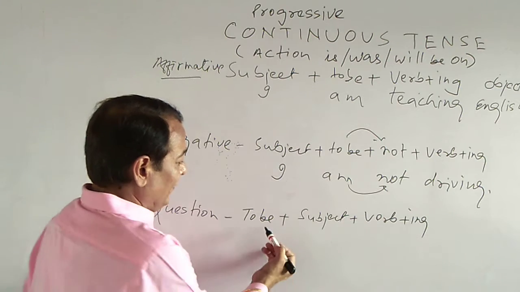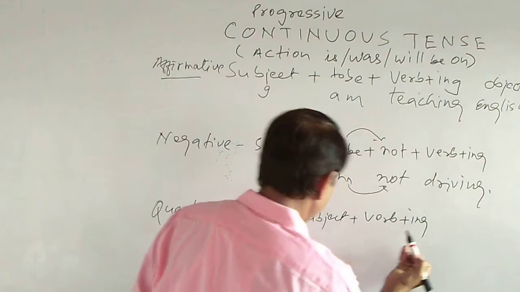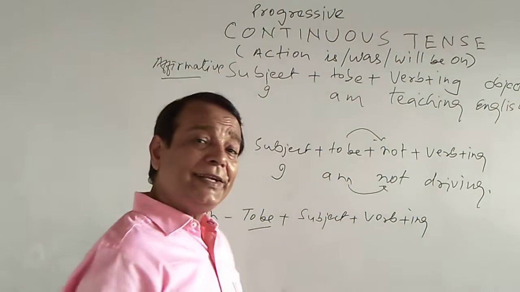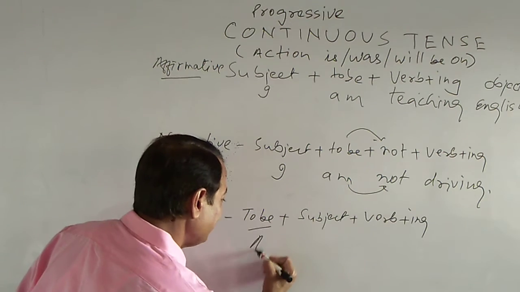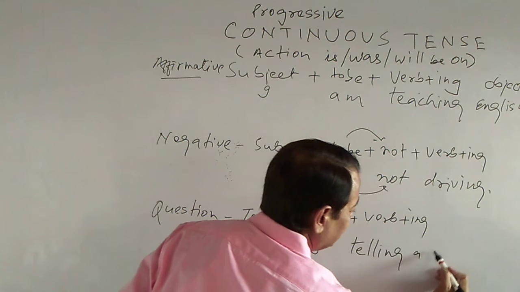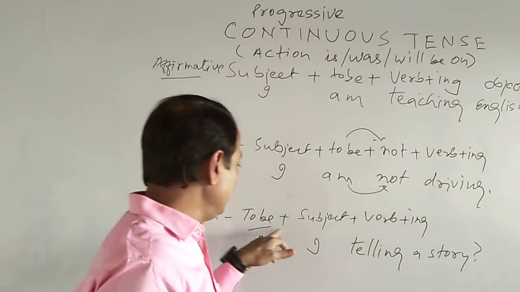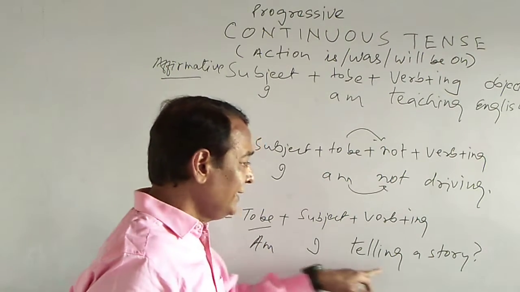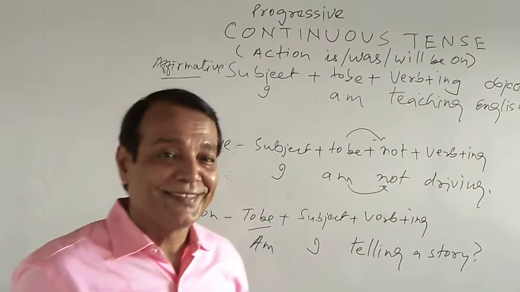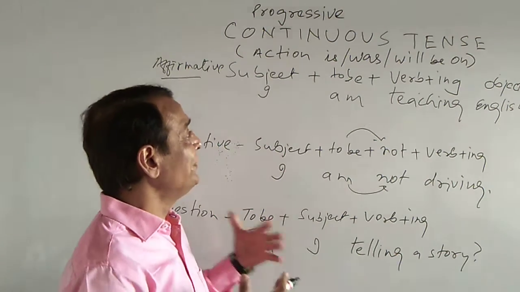The question part is again, first of all we are using the to be verb, then the subject, and then verb plus ing, right? Okay. Suppose I say, am I telling a story? Right. Here I am using, am I telling a story? This is a question part. You have to see, I use the to be verb first. Am I telling a story? That means no, I am not telling a story. I am teaching you continuous tense, right? This is how you have to learn continuous tense.